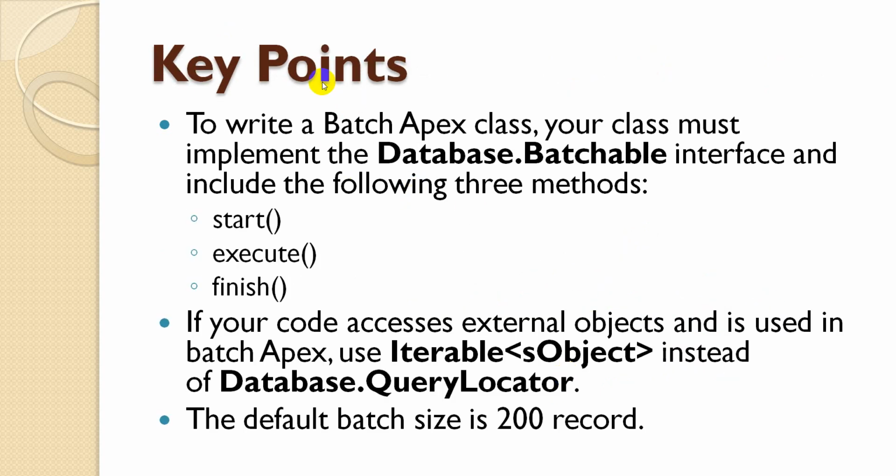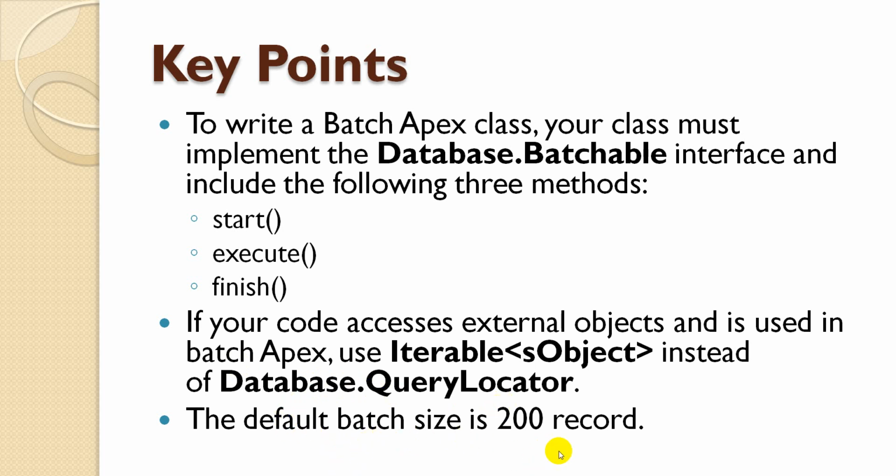So what are the key points in batch Apex? To write a batch Apex class, your class must implement the Database.Batchable interface and include the following three methods. We are going to see the syntax, don't worry about that. So we must have three methods: start, execute, and finish. If your code accesses external objects and is used in batch Apex, use Iterable as objects instead of Database.QueryLocator.